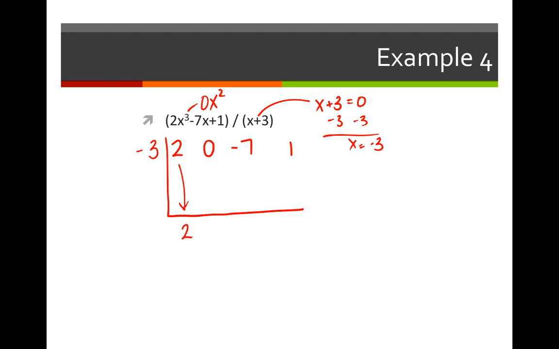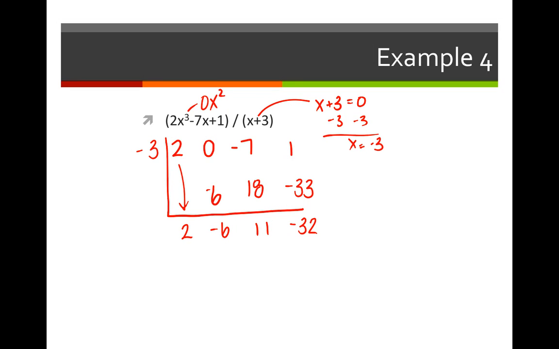I then drop down my 2. Negative 3 times 2 is going to give me a negative 6. 0 plus negative 6 will give me a negative 6 here. Negative 3 times negative 6 will give me a positive 18. Negative 7 plus 18 will give me 11. Negative 3 times 11 will be a negative 33. And then 1 plus negative 33 will give me negative 32.